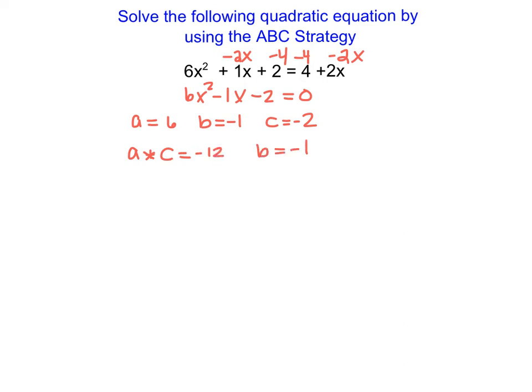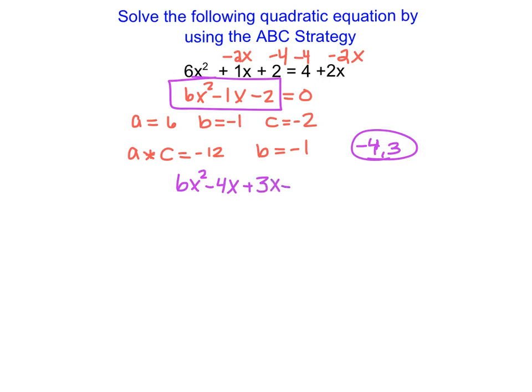b is negative 1, so I need two numbers that multiply to negative 12, but add to negative 1. If I think about the factors of 12 that would multiply to negative 12 but add to negative 1, I come up with negative 4 and 3. So I'm going to rewrite this trinomial here as 6x squared minus 4x plus 3x minus 2, and that's equal to 0. We then group these into pairs and factor out the greatest common factor.